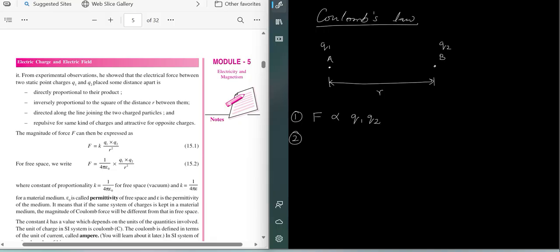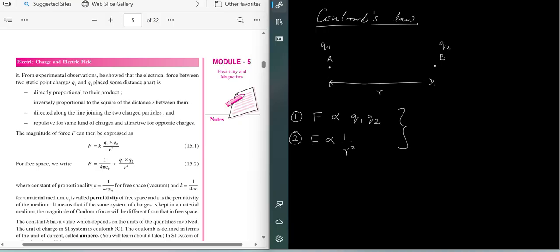He also found that this force is proportional to 1 upon the square of the distance. That means as the distance goes on increasing, the force goes on decreasing, and it doesn't decrease linearly. Let us say they are spaced 1 meter apart, there is a certain force. If they are spaced 2 meters apart, the force is not half of the initial force, it is one fourth of the initial force. So it decreases as the square of the distance. These two things he found out.